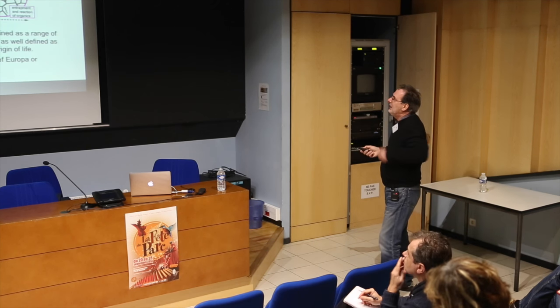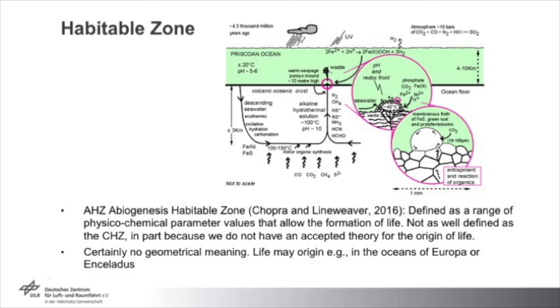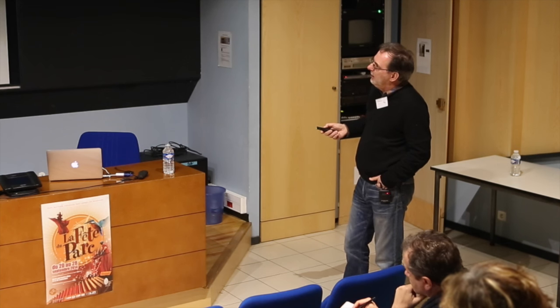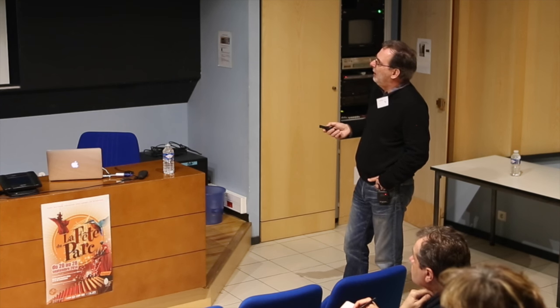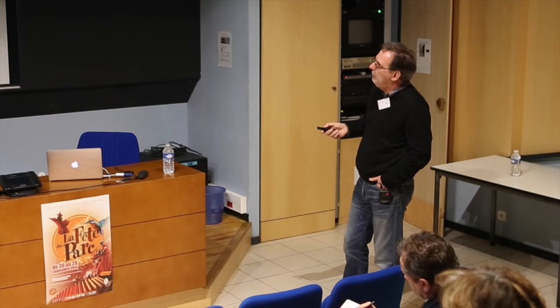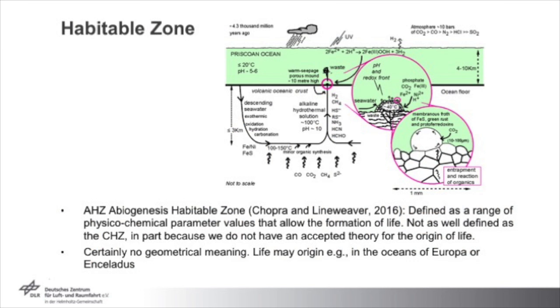Now, before we go into the detail, let me speak about another habitable zone definition that I just learned recently about. I actually couldn't find out whether these authors have coined this term now, or whether it may be already introduced in the wider astrobiology community, but they speak about a biogenesis habitable zone. So a zone wherein conditions are just right to have life emerge. And it is not a zone in a strict sense of a distance, but rather, as I understand it, a range of physico-chemical parameter values that allow for the formation of life.